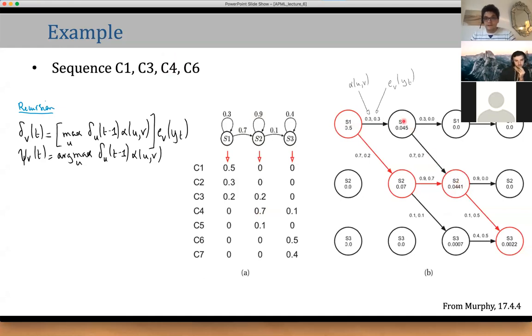Compared with the other probability of going from being in S1, 0.045, times the probability of going from S1 to S2, 0.7, times the probability to observe C4 given that I am in S2, which is 0.7. So I thought there was a problem here. Anyway, okay, and so you can compare both. And what the red path is telling us is that the max was attained by this transition from S2 to S2, and the max has probability 0.0441.